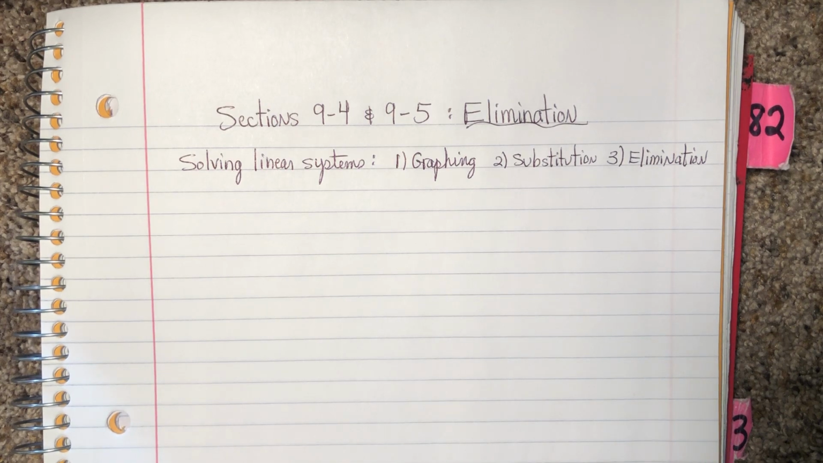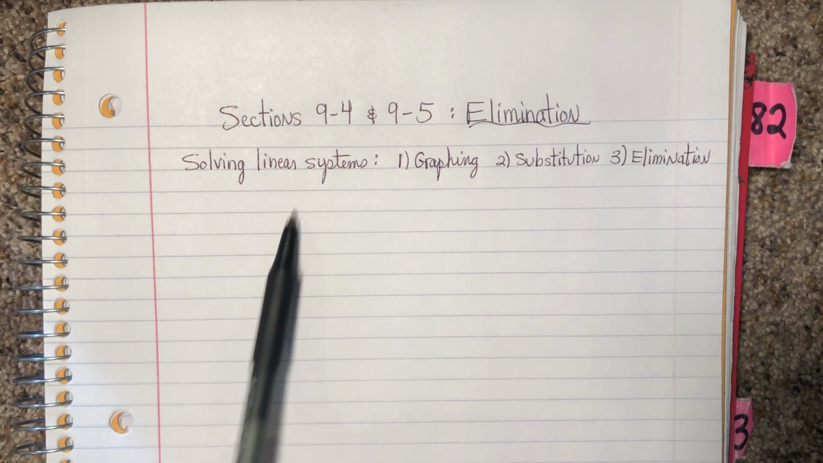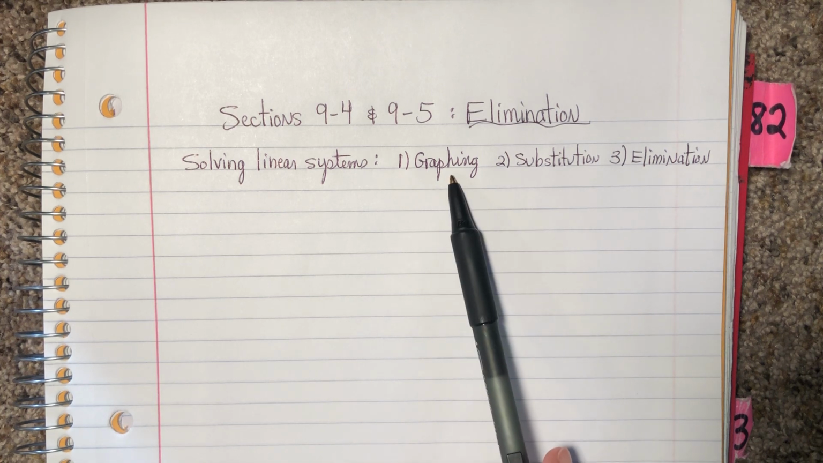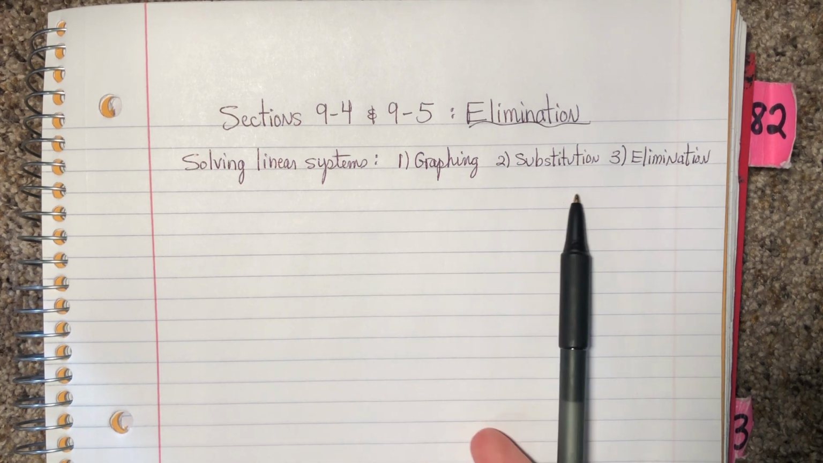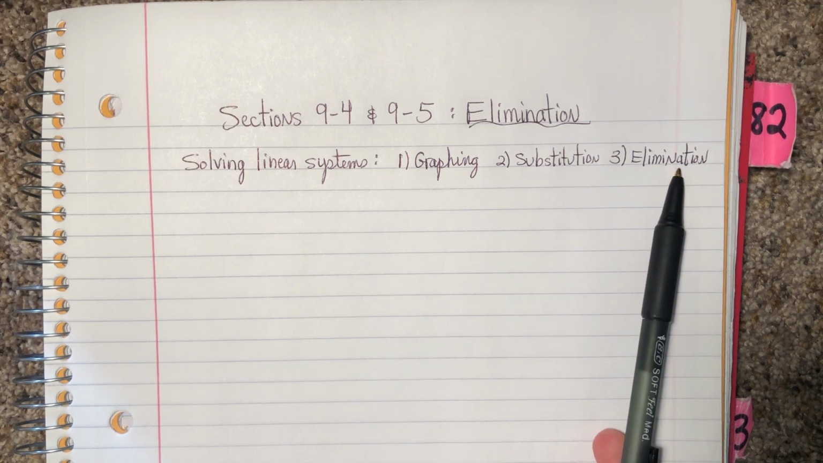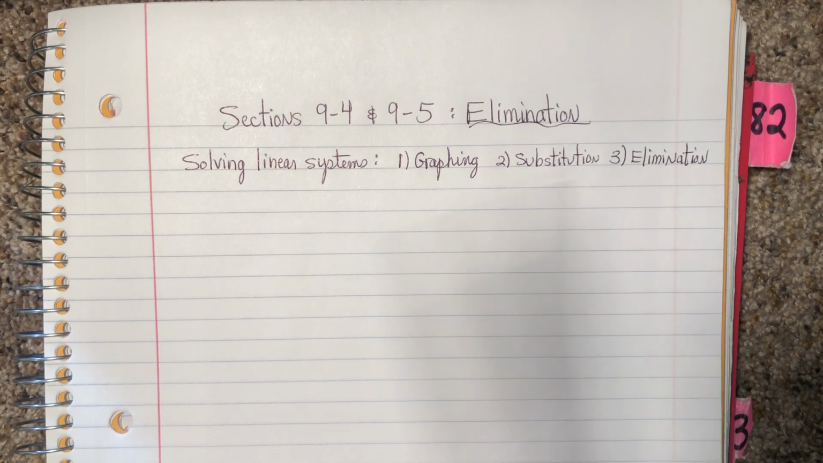Right, so we're going to do two sections, 9.4 and 9.5 next, which cover the method called elimination. As I said earlier, if you want to solve a linear system, there's basically three ways to do it. You can graph the lines and see where they intersect, or use the substitution method, which is what we did last. And then there's the third method called elimination. Substitution and elimination are both algebraic methods, which means they don't involve graphs.